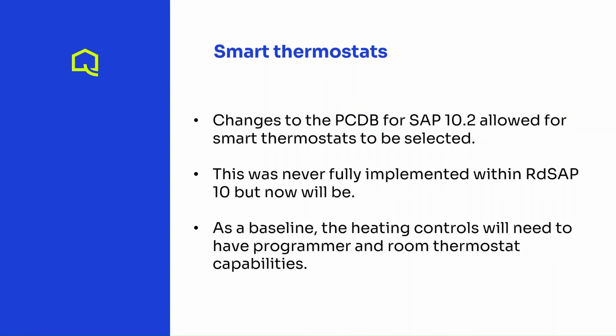The final change in the RdSAP 10.0.1 update is the implementation of smart thermostats within the RdSAP software. When SAP 10.2 was introduced for new dwellings in 2023, it included a revised product characteristic database which allowed for the selection of smart thermostats from the heating control section. This wasn't fully implemented as part of the initial RdSAP 10 go live, but this new update allows for smart thermostats to be selected. It should be worth noting this will only apply to boilers and not heat pumps.